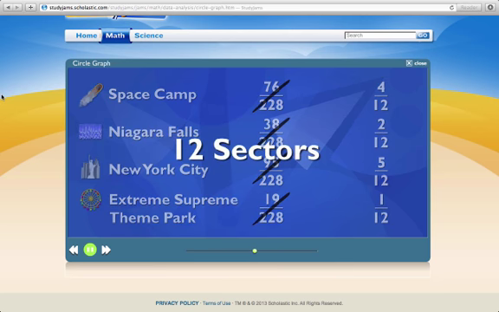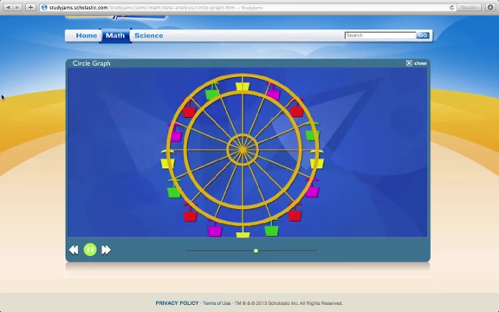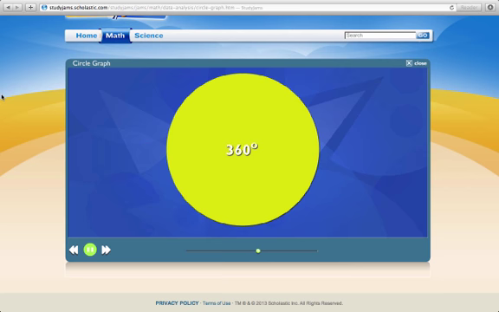But wait, how big are they supposed to be? It's easy to figure out. Just divide 360, the total degrees in the circle, by the denominator, or the number of sectors. That's 360 divided by 12. So each sector should be 30 degrees.